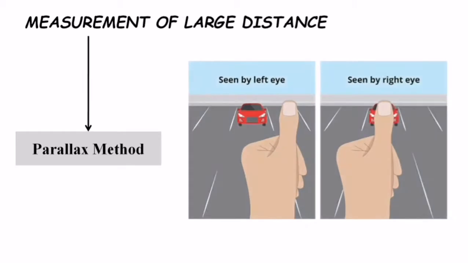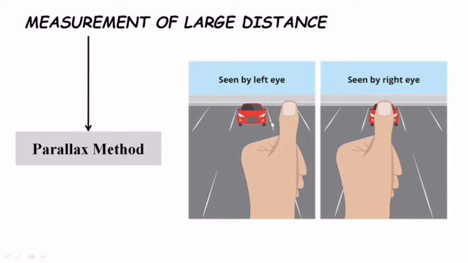To consider an example, place your thumb some distance in front of your nose, okay? And you can close your left eye and mark the position of your thumb. Now without moving your head, open your left eye, close your right one. There is a slight shift in the position of the thumb, right?